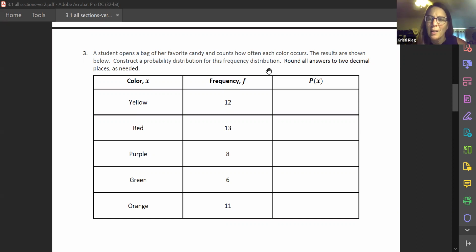Some kind of candy. I like M&Ms better, so I'm going to pretend they're M&Ms. Oh, purple. Purple's got to be Skittles, and I hate purple Skittles. So anyways, I'm going to pretend there's purple M&Ms.